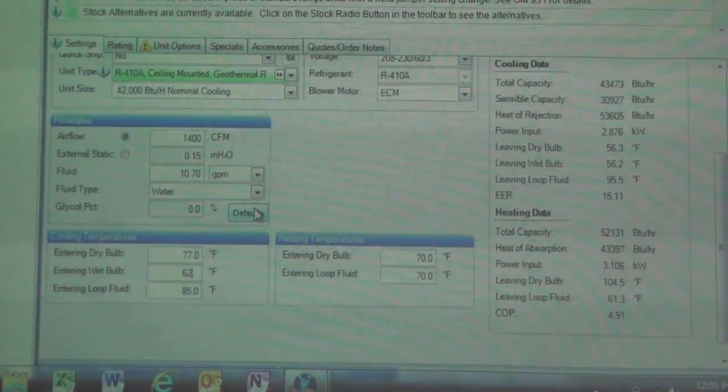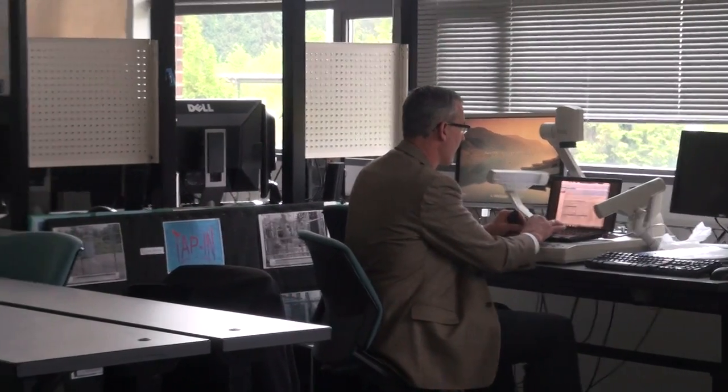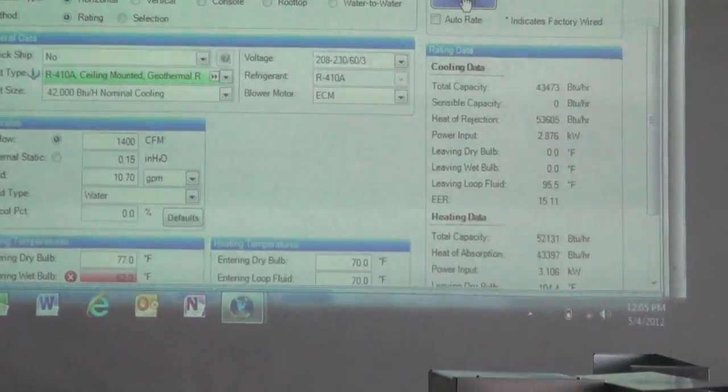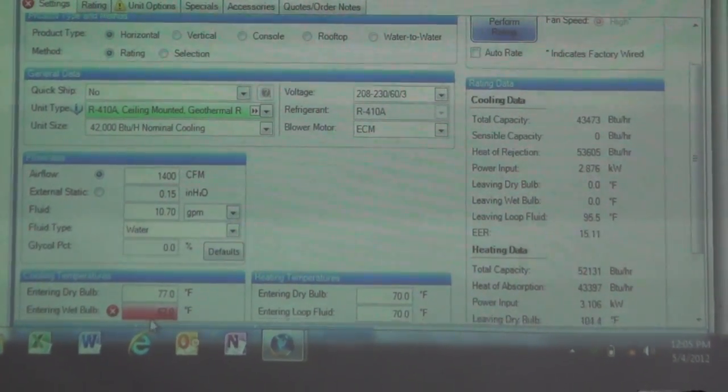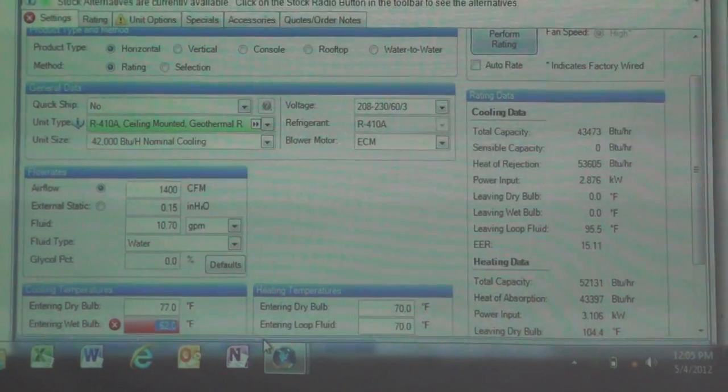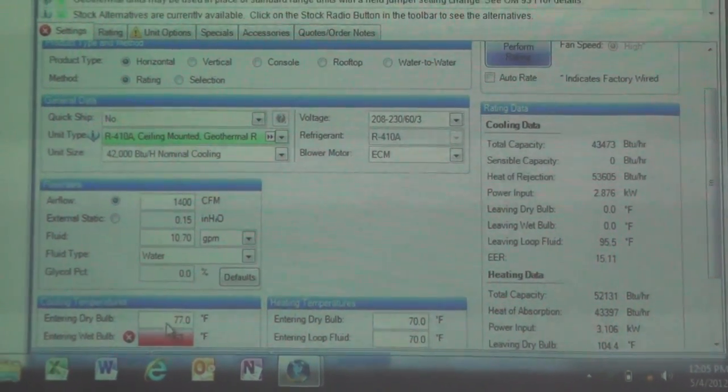What this will do is there's less approach on the coil now, and the unit can't do as much work. It's still the same unit, but you're not giving it as much difference to throw that heat. If I made it 100 degrees, you would see a much bigger capacity. So now I'll hit rate, and we'll see what happens with the cooling. Didn't like that, 62. Okay. Let's see if you can take that.